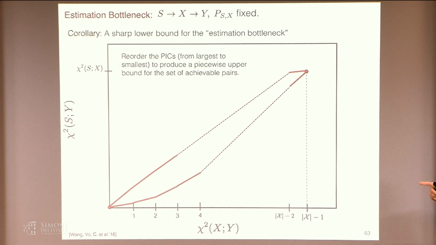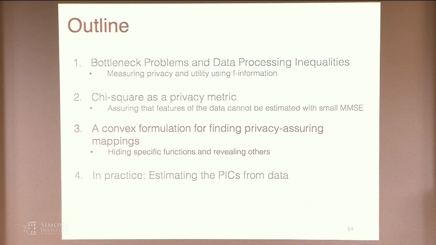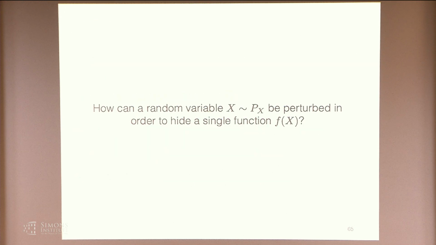Okay, so I think I still have time to go through this. Now I'm going to talk a little bit about how you can use this to actually design privacy-assuring mappings. I'm going to give one way of doing it in the case you know the distribution. You can actually build this as a convex formulation. And I'm going to illustrate this through a question that I asked the other attendees of this symposium earlier, which is, if you give me a random variable X, how can it be perturbed in order to hide a single function of X, f of X?